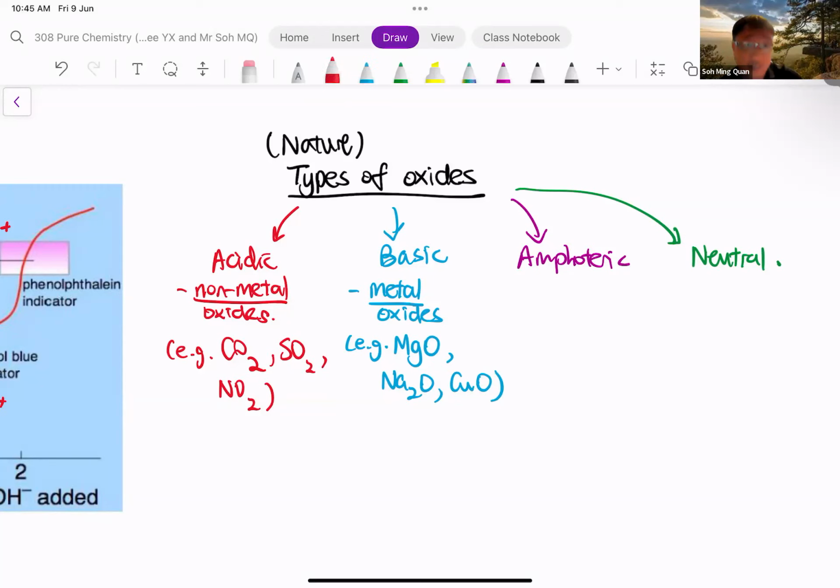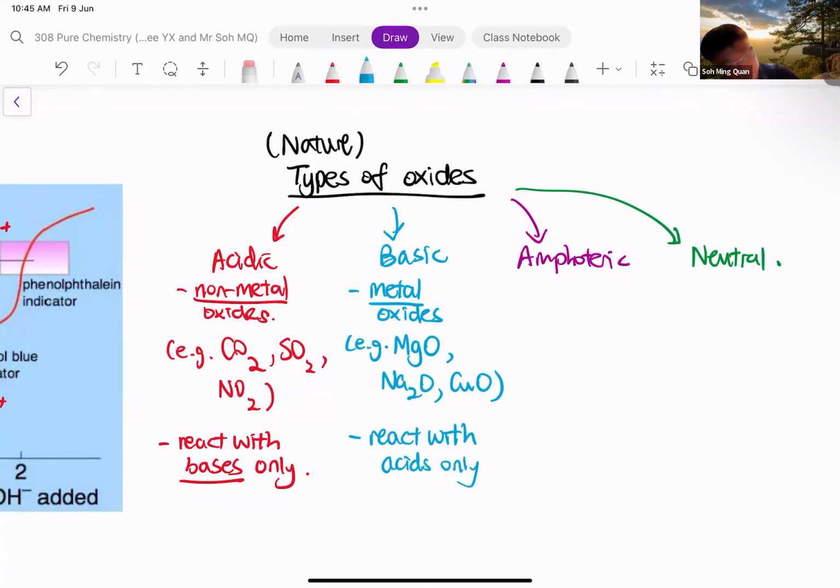acidic oxides are acidic. This means that they react with bases only. All right? Acidic oxides can only react with bases. Basic oxides react with acids only. Okay? So your basic oxides cannot react with bases. Basic oxides must react with acid. Okay?